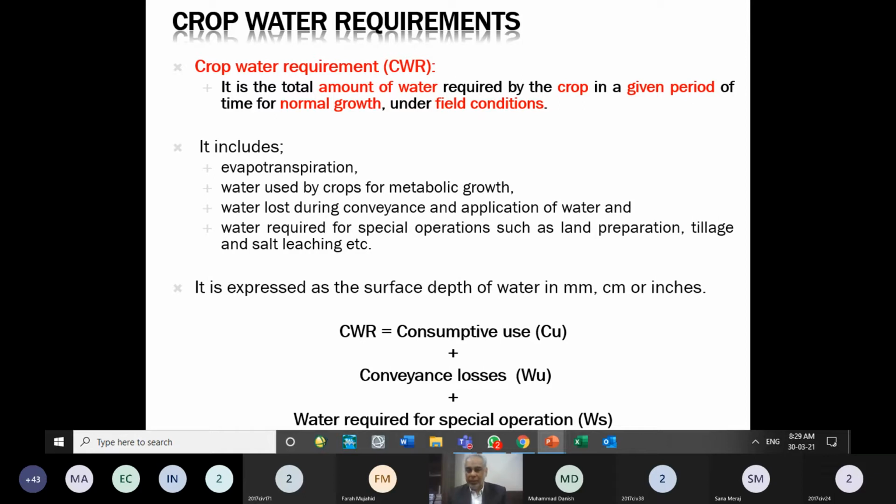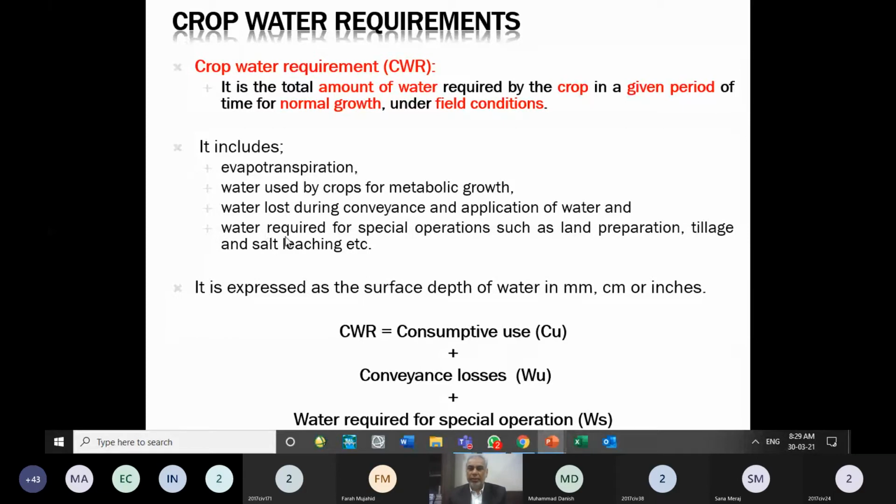Out of these, seepage is more in quantity as compared to evaporation. If 100 is the total losses in the conveyance, 89 to 90% is the seepage losses, and 7, 8, 9, up to 10% are the evaporation losses through the canal.